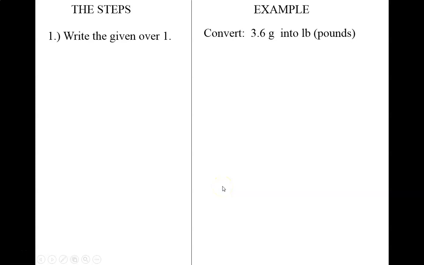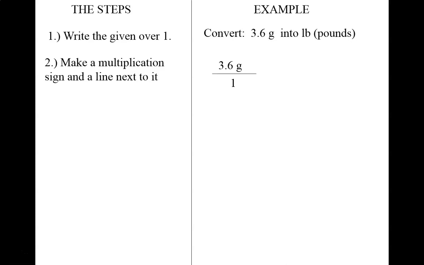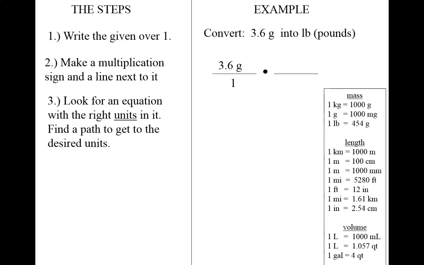We want to convert 3.6 grams into pounds. So take what you're given, put it over 1. All right, make a little multiplication sign and then another fraction-y thing next to it. And then we look for the card that's going to get us from grams to pounds. Ideally, there's one conversion that'll get us from grams to pounds. So 1 pound equals 454 grams. That's got grams and pounds in it, so that should work.